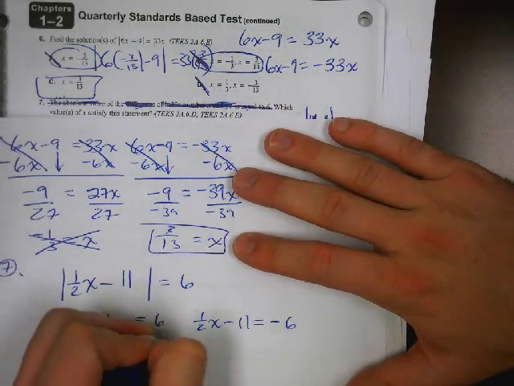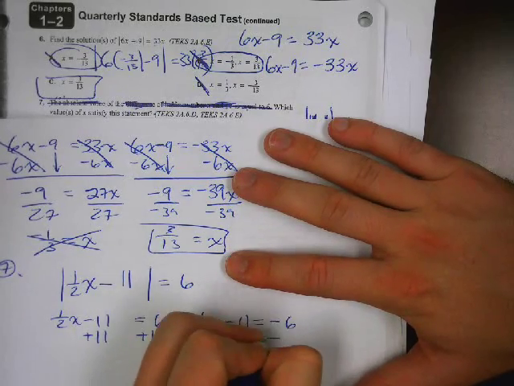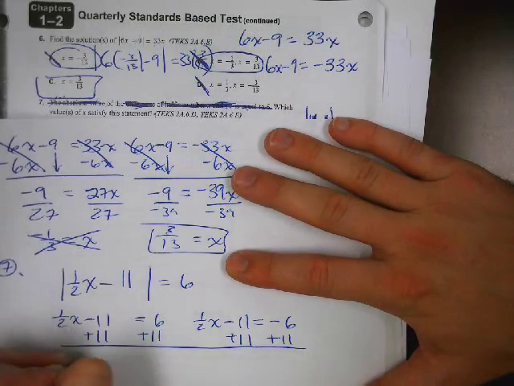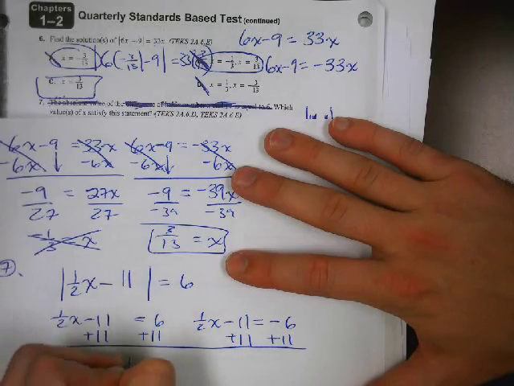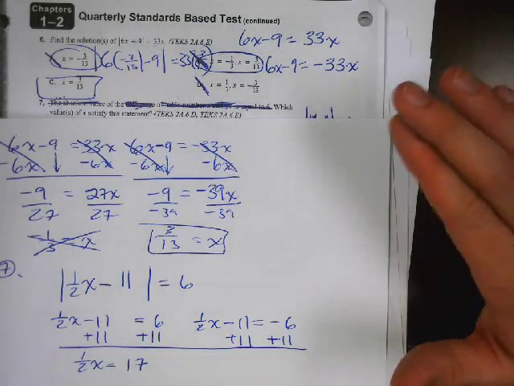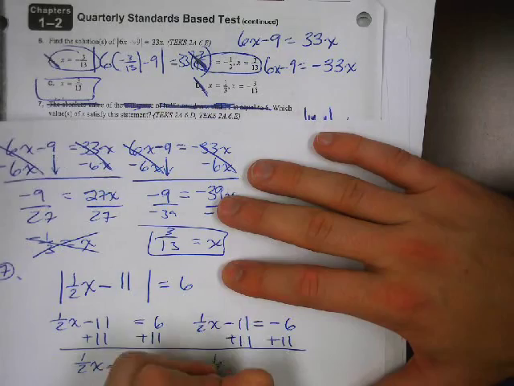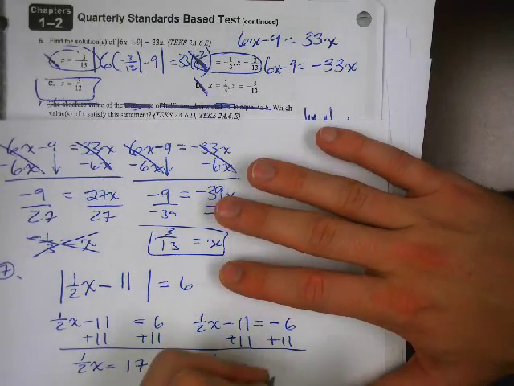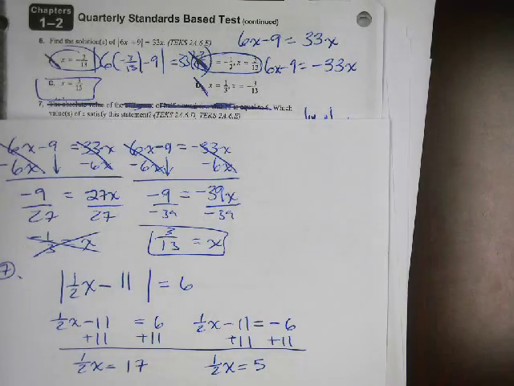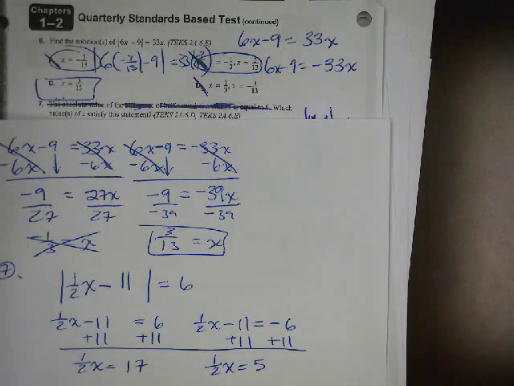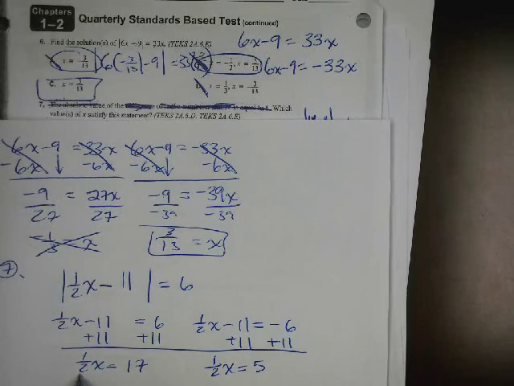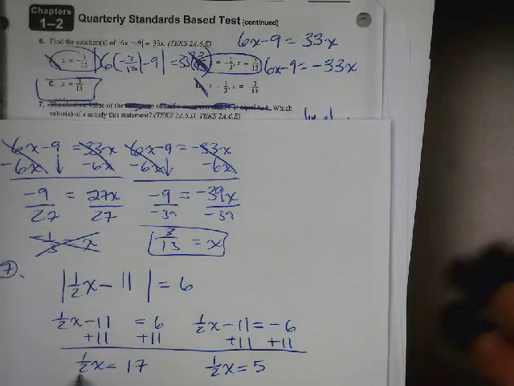All right, I can add 11. And I'm going to get half x equals 17. And I'm going to get half x equals 5. Okay. So from here, let's take a quick thought as to how we're going to finish this.